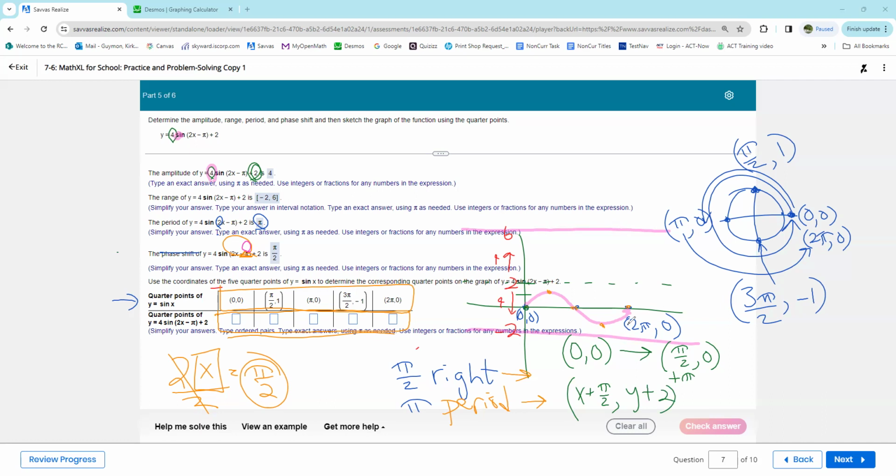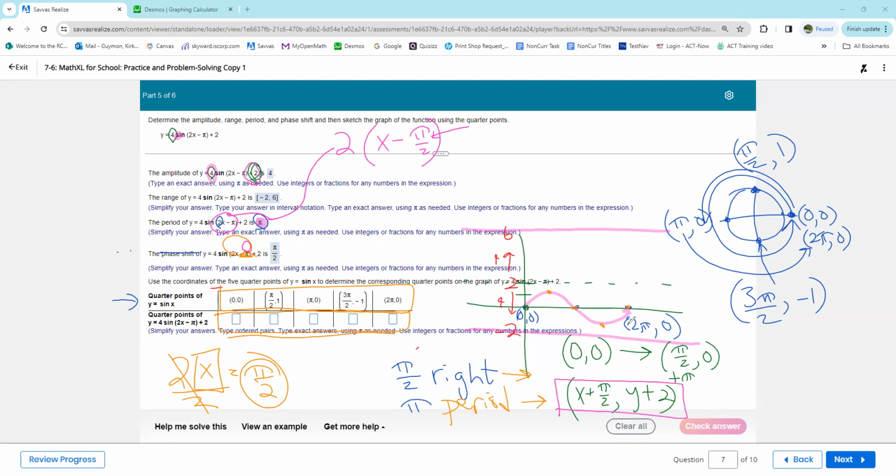again, if you're looking at it going, where's he getting that from? Those are coming from my pi over 2 to the right when we factored it out and did this right here. Pi over 2 to the right, because for this, we took the 2 from here, factored it out, it would be 2x and then minus the pi over 2. So that was the pi over 2 to the right. And then this up 2 right here. So that's what I've done here so far.